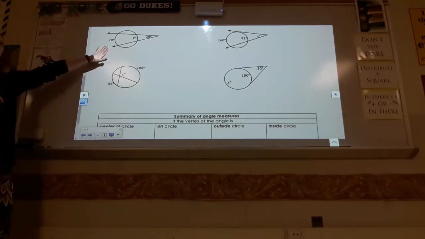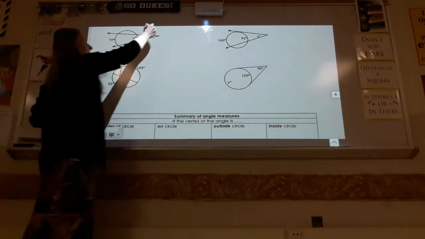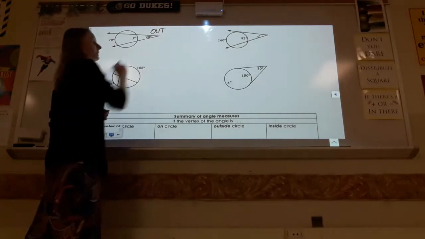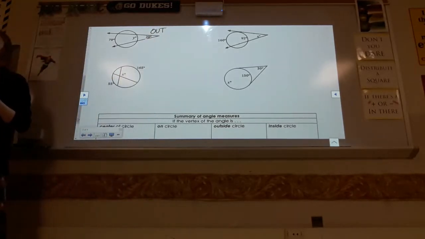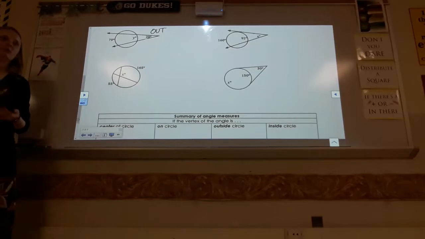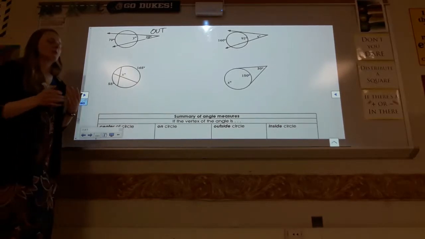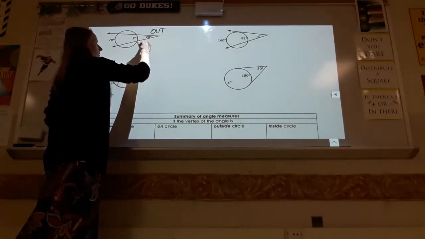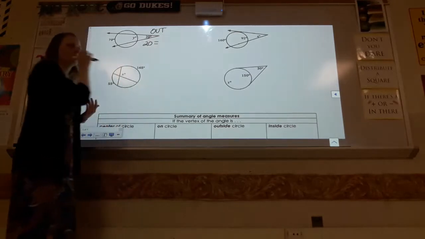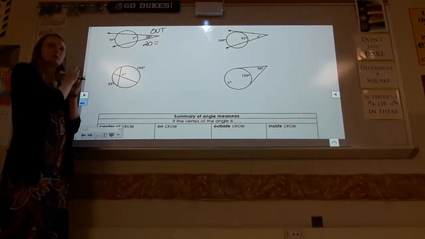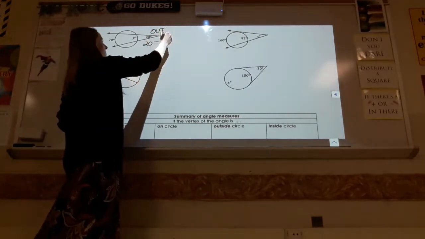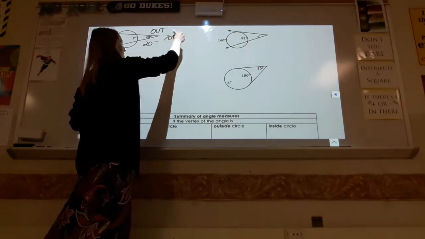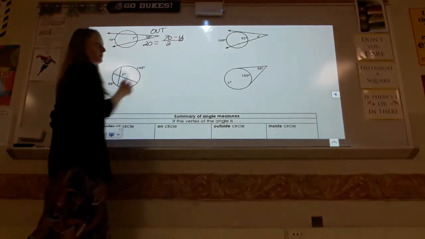All right, is this an inside angle or an outside angle? Okay, so am I going to be adding or subtracting? Now, for this one, we're not trying to find an angle. We actually know what the angle is. We're trying to find one of the arcs. So this is just being careful with the formula. The angle is 20. Right, so the angle is what we know. The formula says you do the big arc minus the small arc divided by 2.